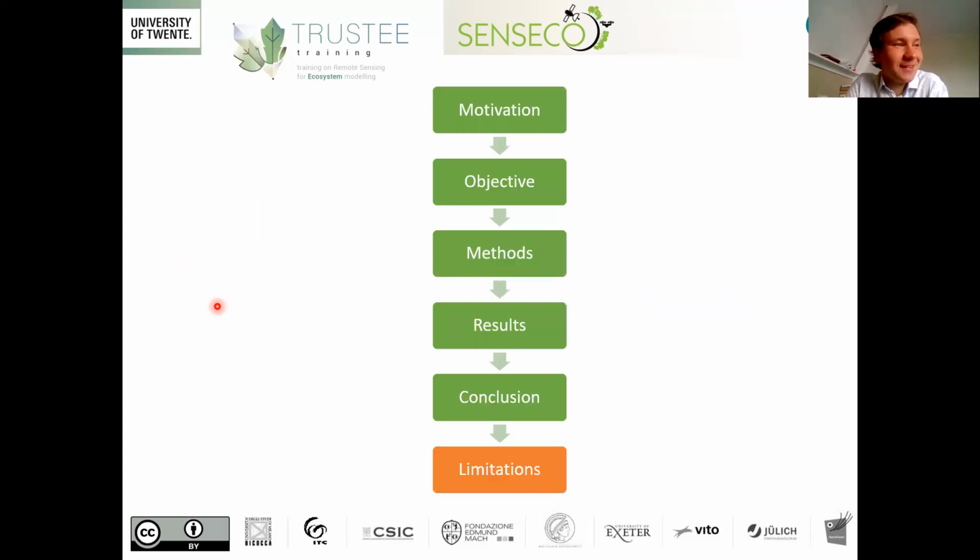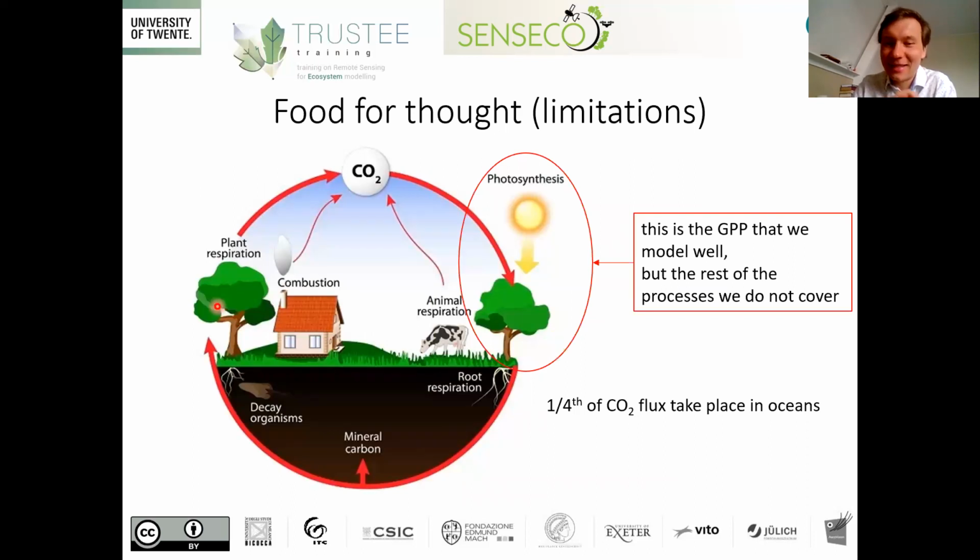Before acknowledging your attention, I would like to leave one thought, a food for thought: the limitations. What I have been talking about is this part, for example, of the carbon cycle. It's photosynthesis. And furthermore, it's gross photosynthesis. So no respiration was included here. But this is definitely, if we want to understand the whole carbon cycle, only one part of it.